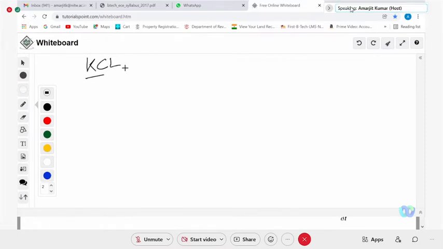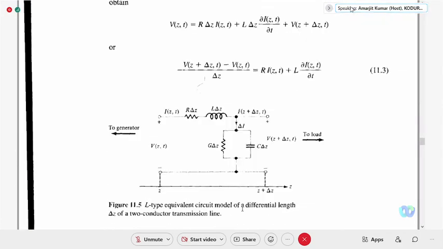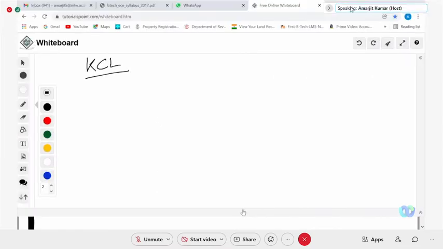Use KCL. As per KCL, the figure is shown to you. I(z,t) equals I(z+Δz,t) plus ΔI. So basically Kirchhoff's current law is simple: I(z,t) is equal to ΔI plus I(z+Δz,t).